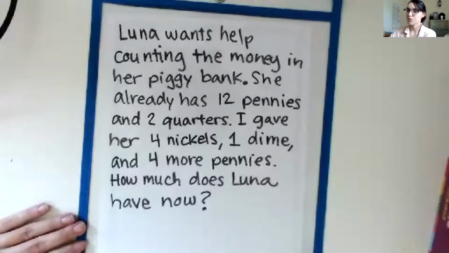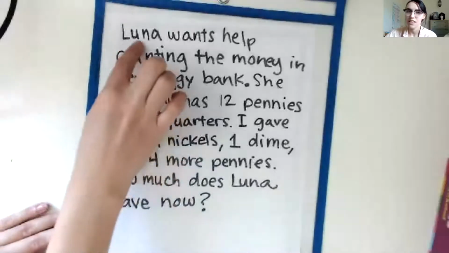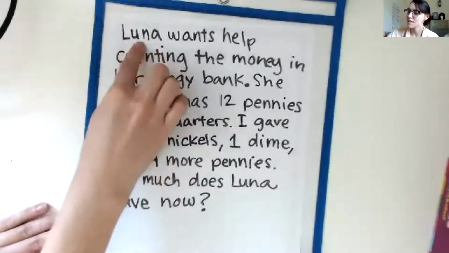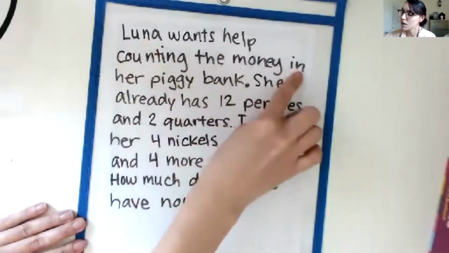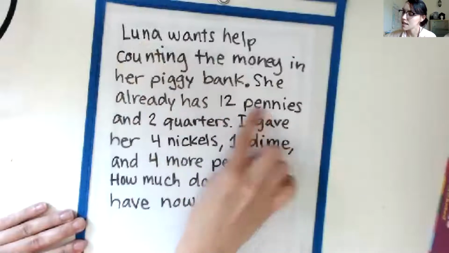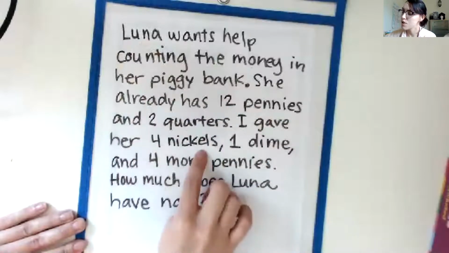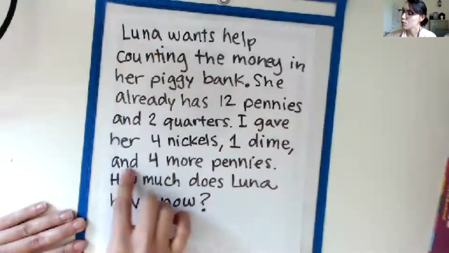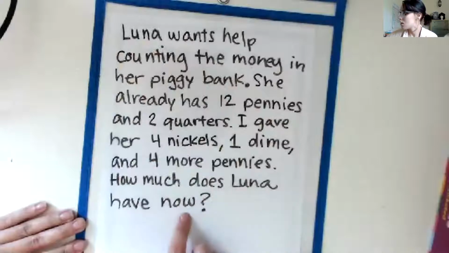Okay, so the first thing Luna asked help with is her piggy bank. This is the problem that she has. Luna wants help counting the money in her piggy bank. She already has 12 pennies and 2 quarters. I gave her 4 nickels, 1 dime, and 4 more pennies. How much does Luna have now?